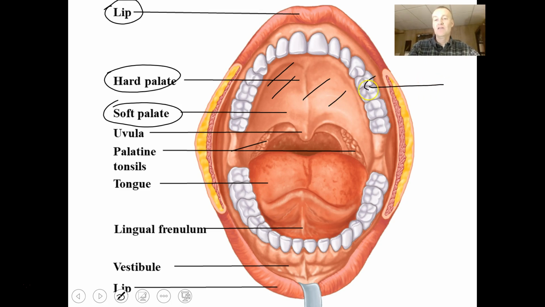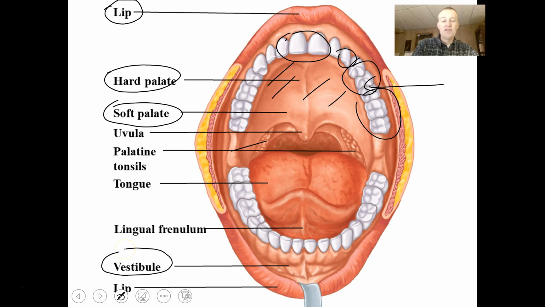Of course, we have teeth, and we'll talk about the different kinds of teeth. You have incisors, canines, premolars, and molars. And those do different jobs of mechanically breaking food down. So we can see the vestibule and the frenulum. These are just parts in between the teeth and the tongue, and it's a place where saliva and things can collect and be secreted into the oral cavity.